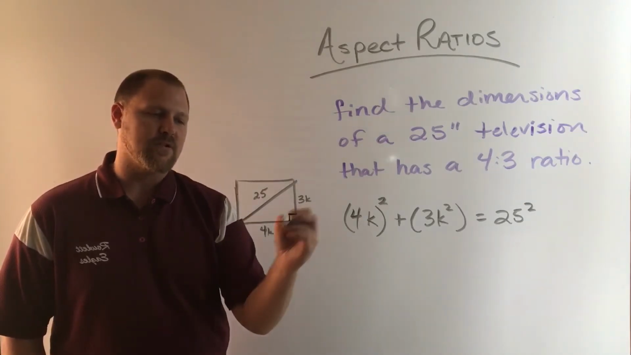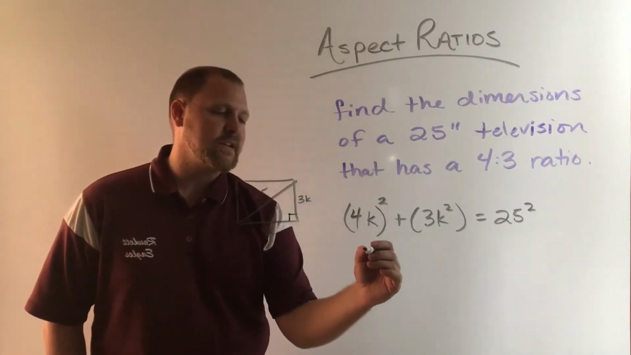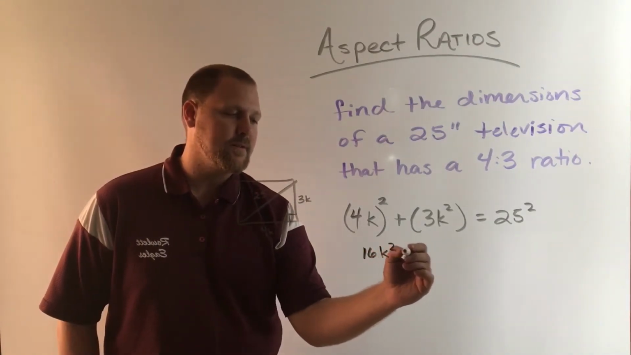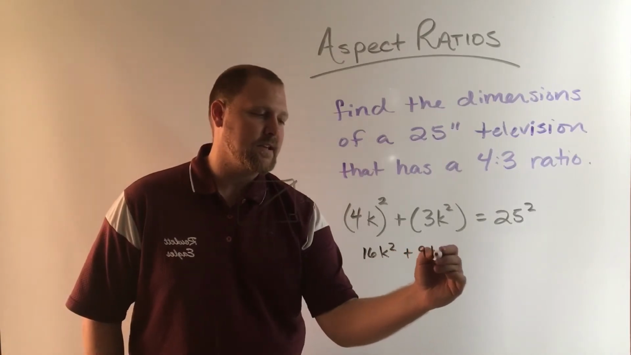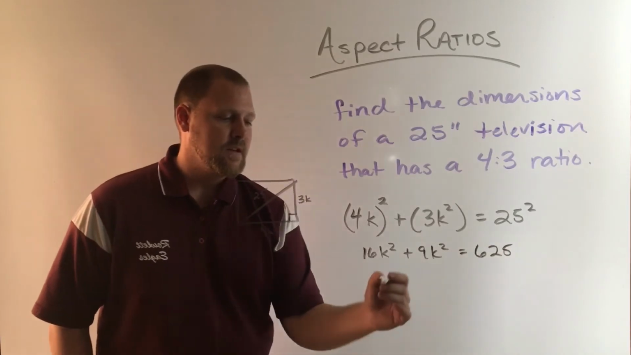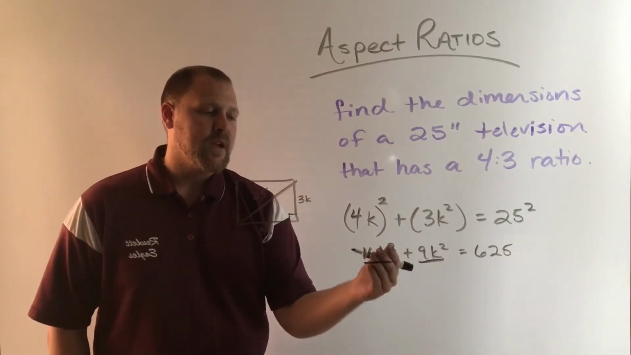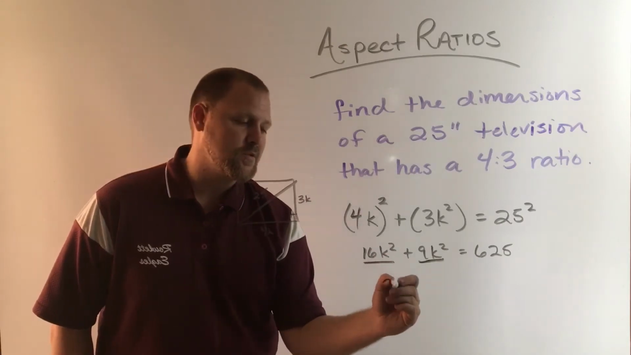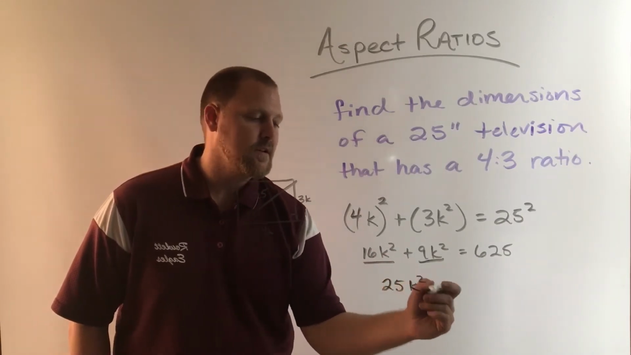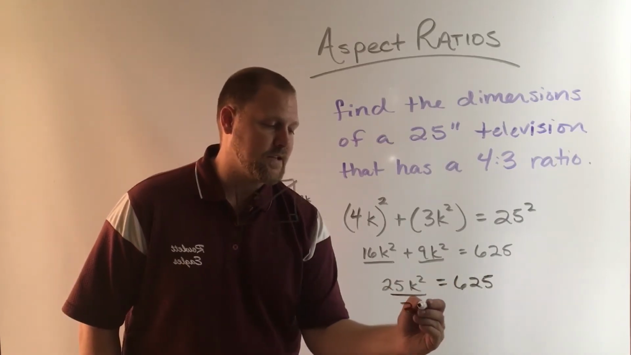And this here is a right triangle, so this is Pythagorean theorem. And so what we'll end up getting is 16k^2 + 9k^2 = 625. And then you can combine these two because they're both a term with k squared. So this is 25k^2 = 625. Divide both sides by 25.